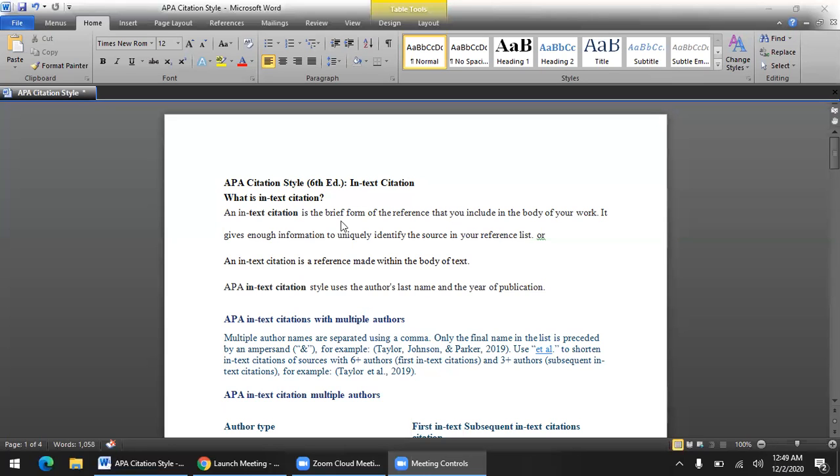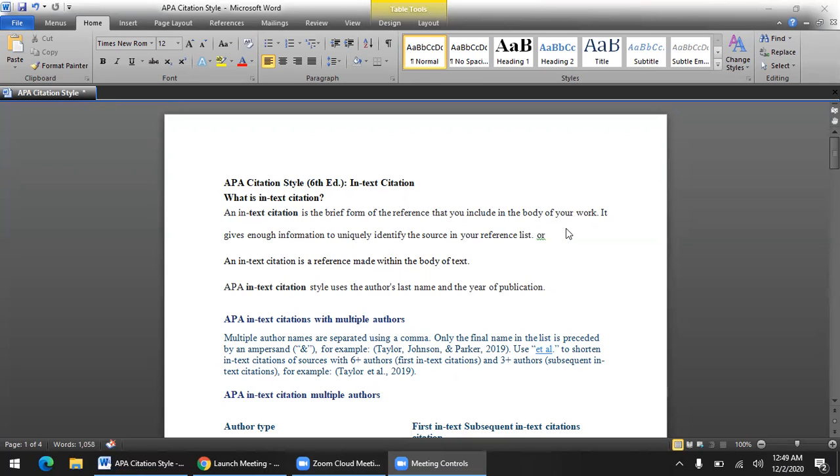Before learning APA citation, let me give the definition. This is the simple definition of APA citation, but keep this in mind also. An APA citation is the brief form of reference that you include in the body of your work. APA citation we include in the body of your work.